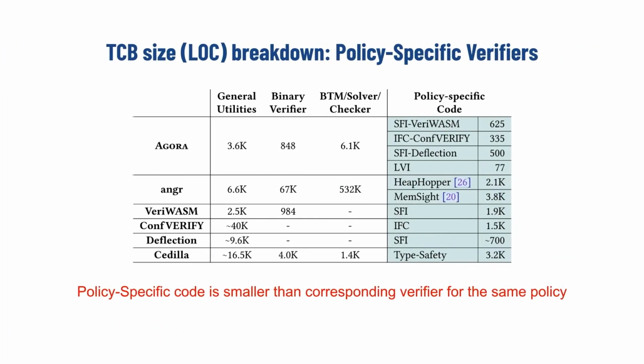More importantly, look at the policy-specific code. To verify SFI, Agora requires only 625 lines of code, whereas a dedicated verifier like VeriVas needs almost 2,000. For information flow control, it's 335 lines for Agora versus 1,000 plus 500 lines for ConfVerify. This demonstrates that our generic framework is not only smaller but also more efficient for adding new policies.